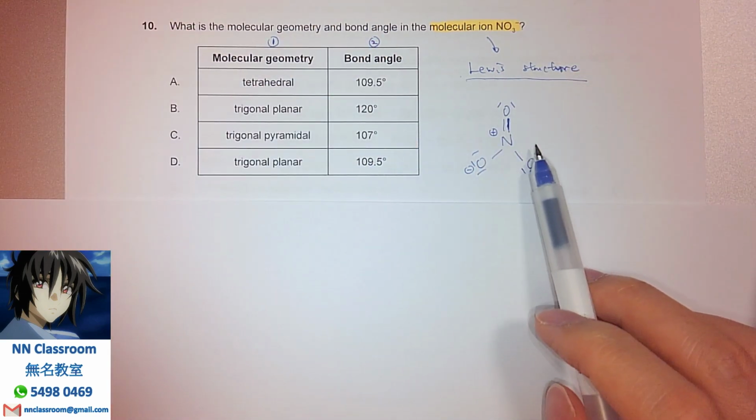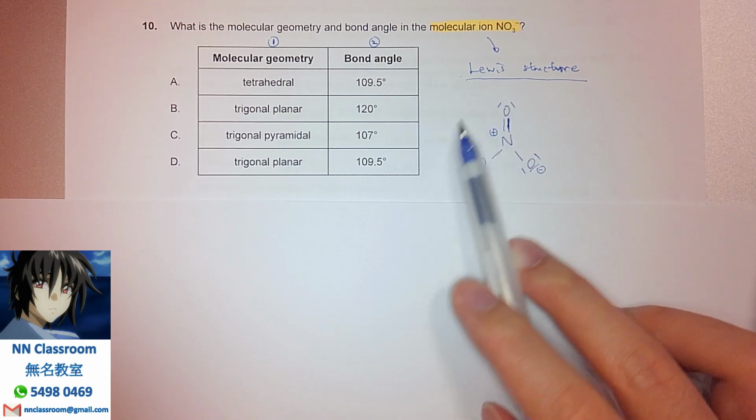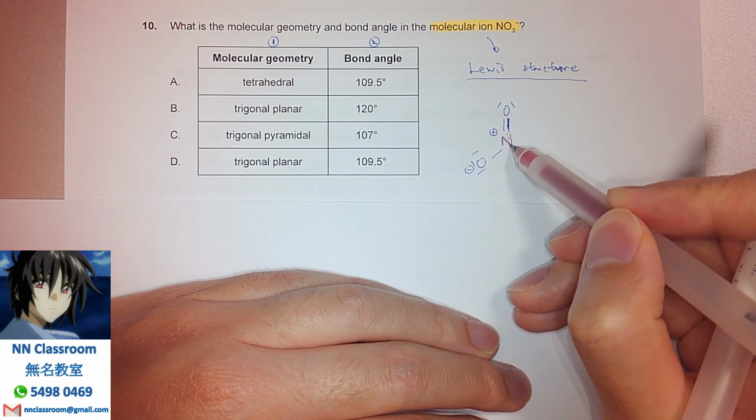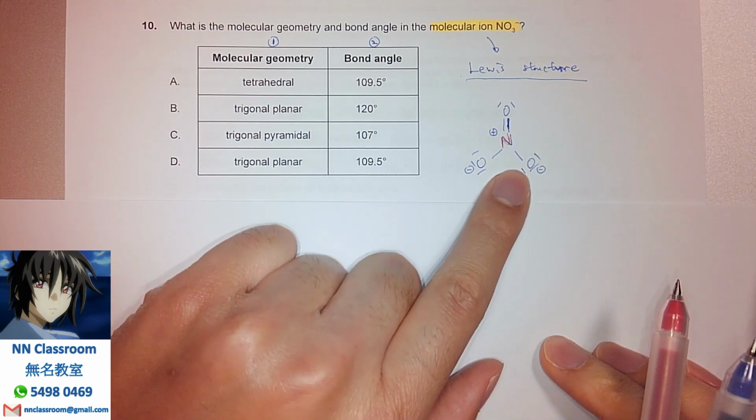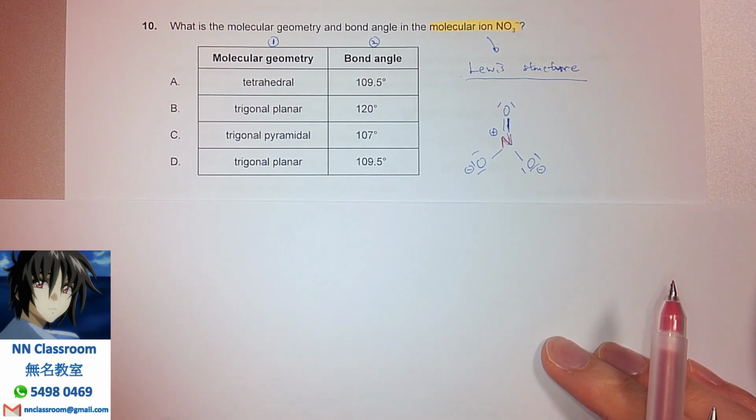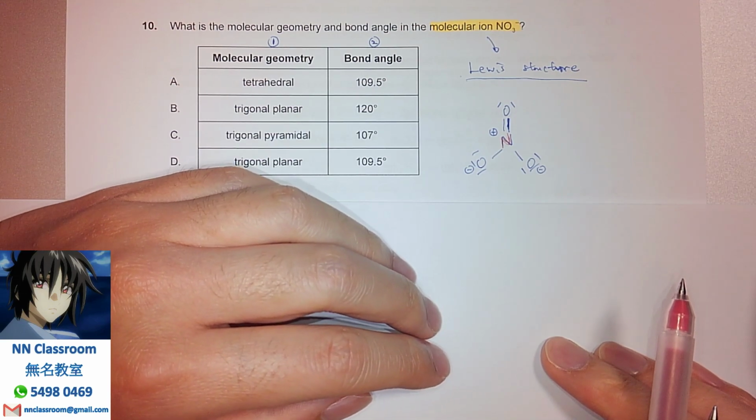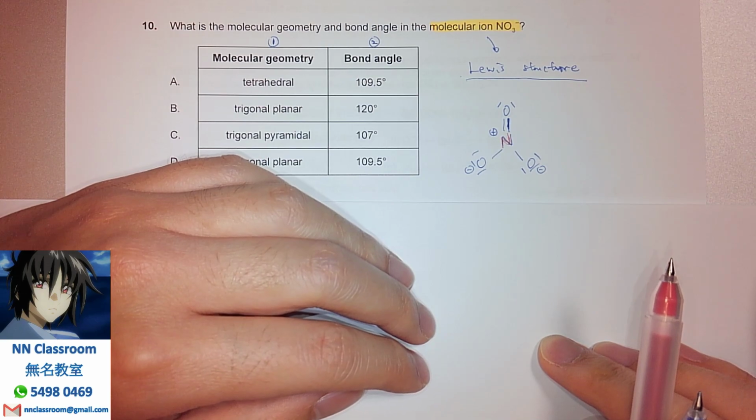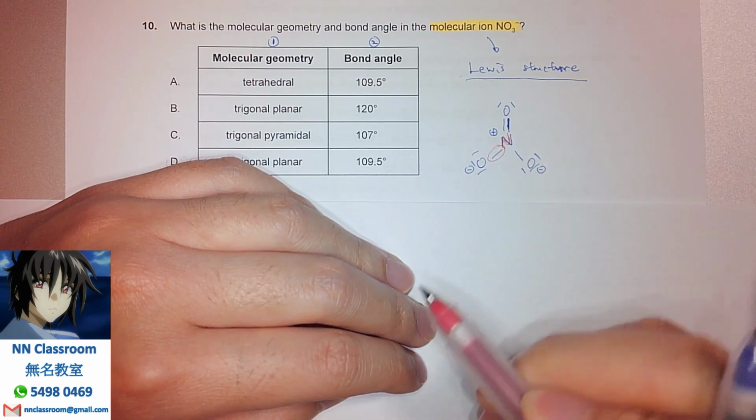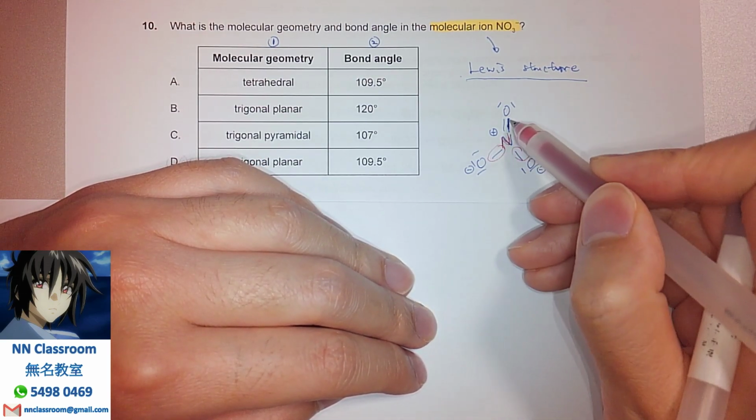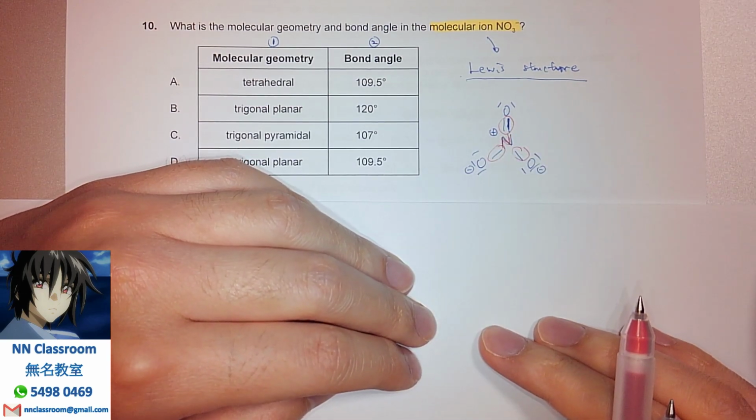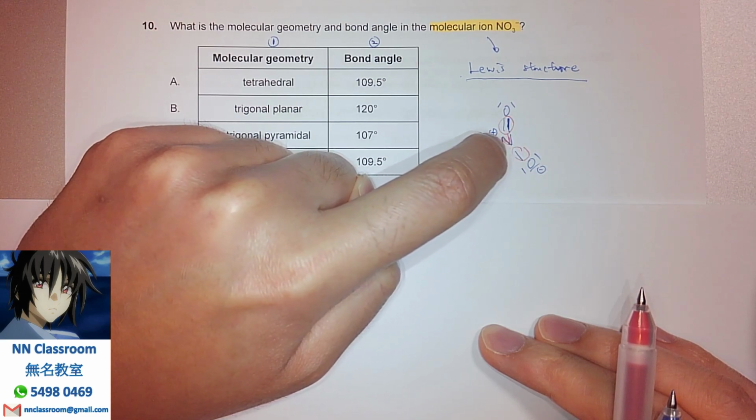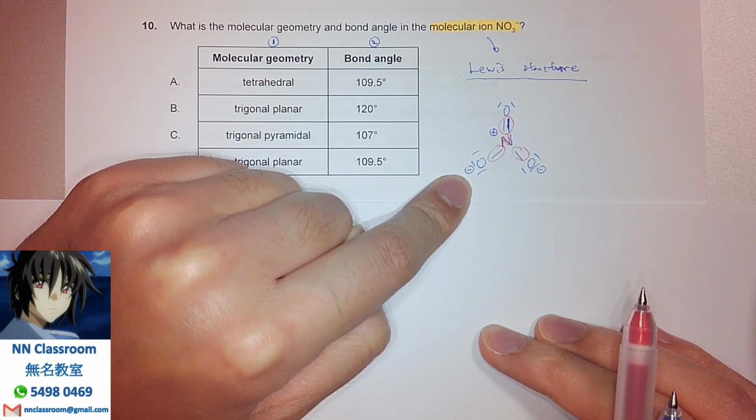Second step, look at the central atom of this compound. The central atom will be nitrogen, right? And then we count the number of electron domains. As mentioned before, regardless of whether it is a single, double, or triple bond, all bonding counts as one domain. So here comes one domain, two domains, and three domains, right? And finally count the lone pairs. In this case, surrounding the central element, there are no lone pair electrons, right?